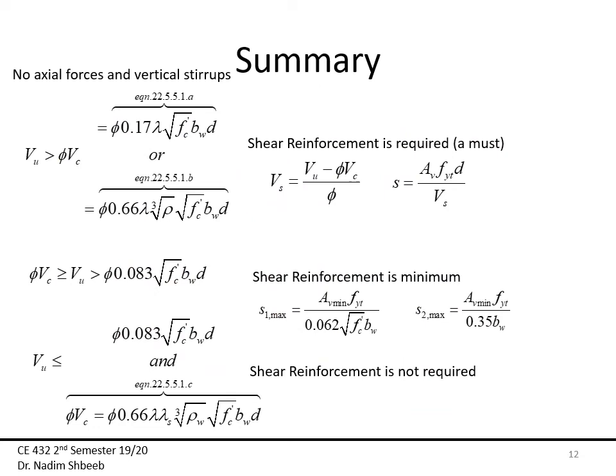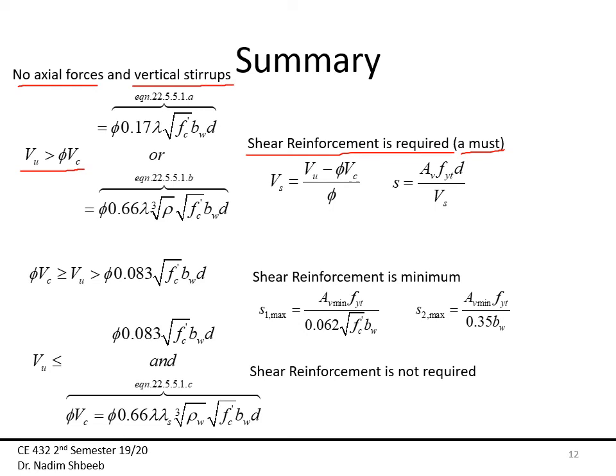Now, to summarize, and this is what you really want for solving the shear. This is provided that I have no axial forces, and this is exclusively for vertical stirrups. Again, no axial forces. First of all, we said if V ultimate is more than phi Vc, then shear reinforcement is required, or what I call a must.